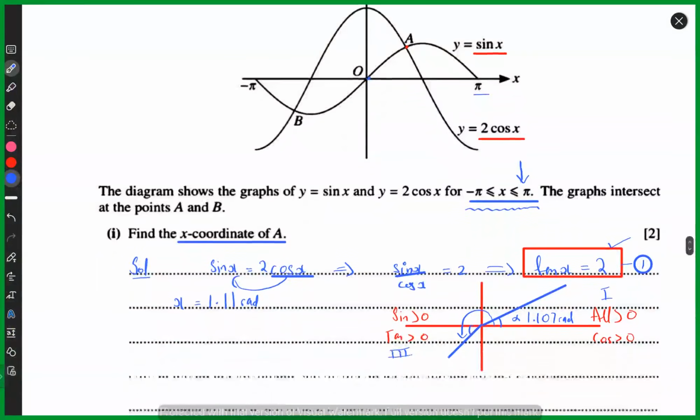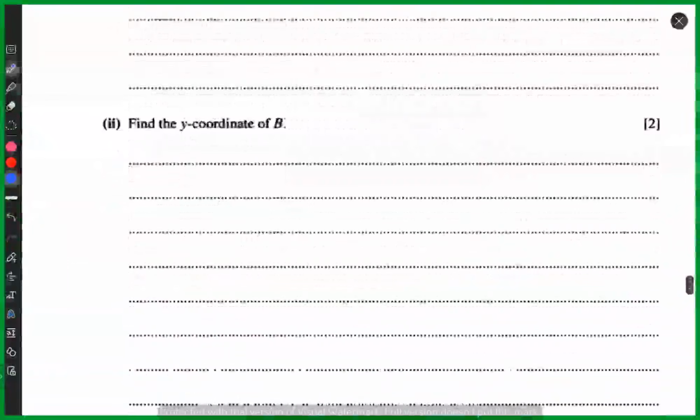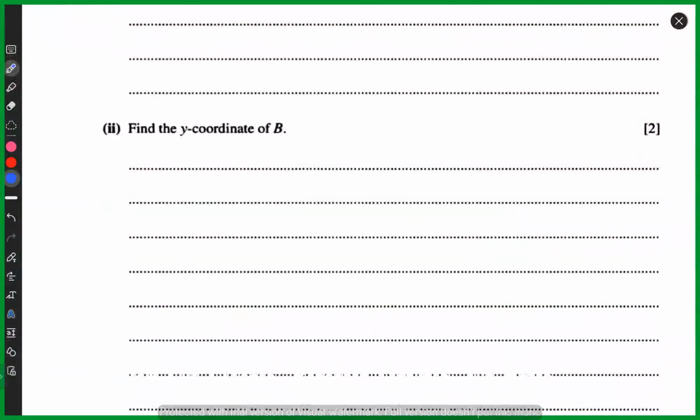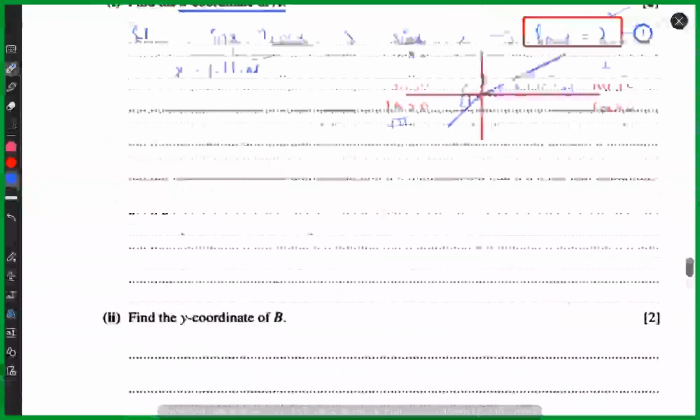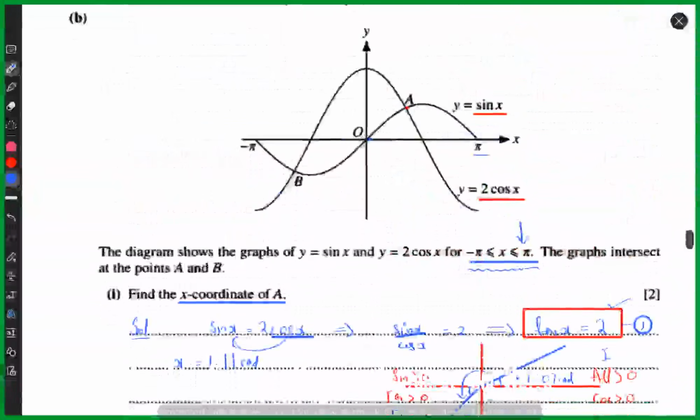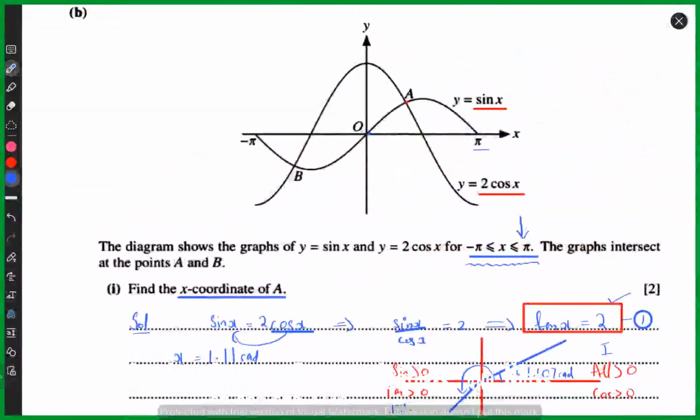Okay, the second part of the question was: find the y coordinate of B. Now, this is something very, very important, something that we have discussed in classes, but we did not get a chance to practice. And here it is. This is the point, and you need to find the y coordinate. So we first need to find the point and then we can find the y coordinate.